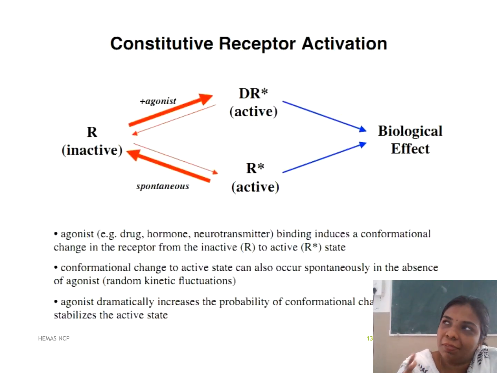Then next, another point is the neutral antagonist. A neutral antagonist binds the receptor but does not change the basal activity and only blocks the agonistic effect. So a neutral antagonist means the drug will bind the receptor but does not change the basal activity and only blocks the agonistic effect.